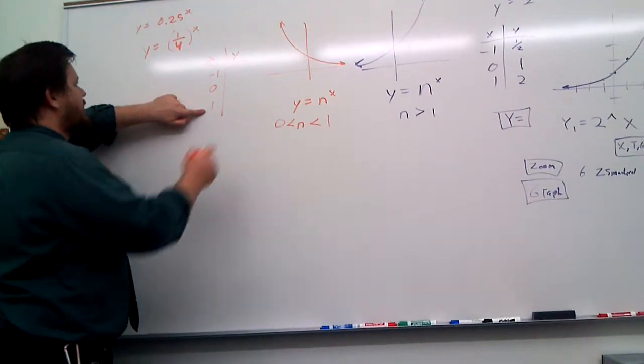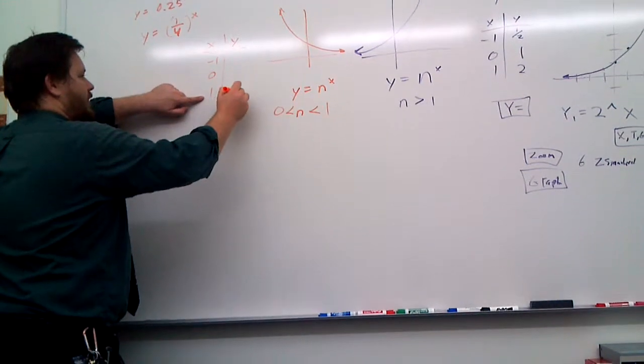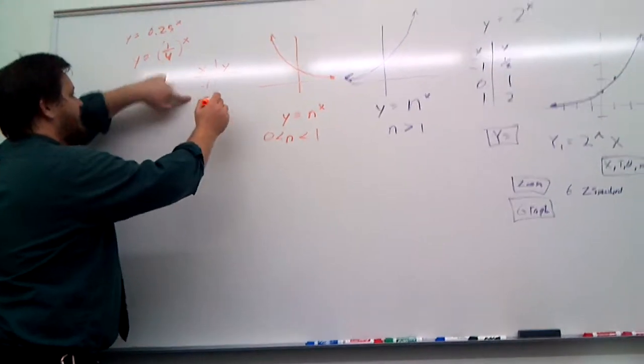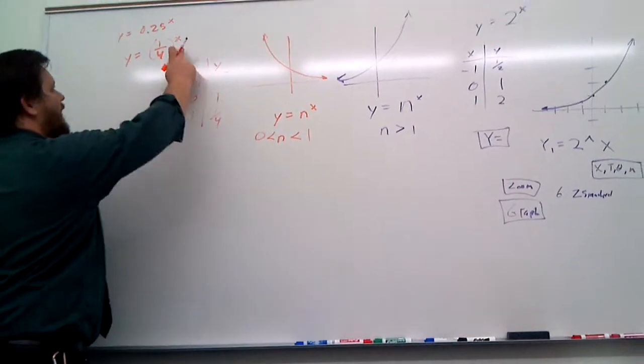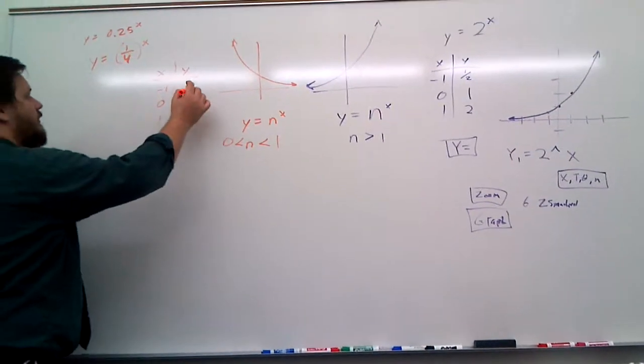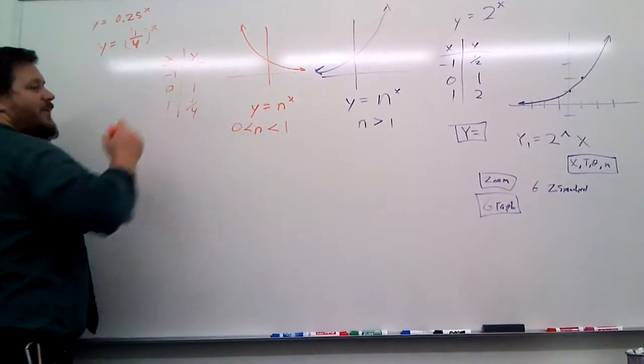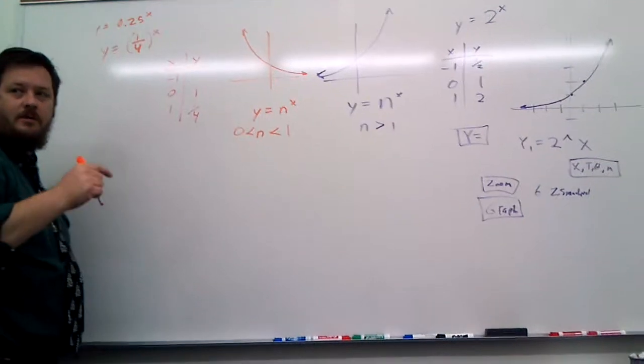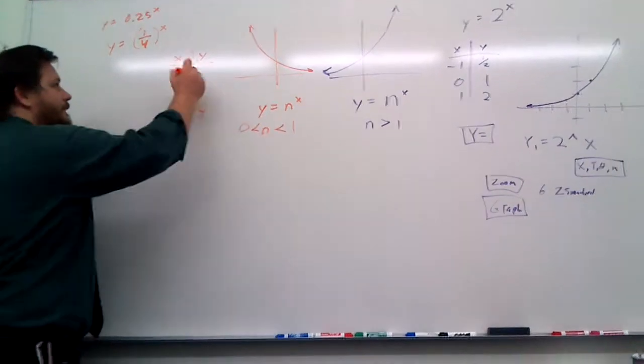When x is 1, it's just the 1/4 again. Anything to the 0 power is 1. And what about if I plug in a -1 for x? It would be 1 over 1/4, which is 4.